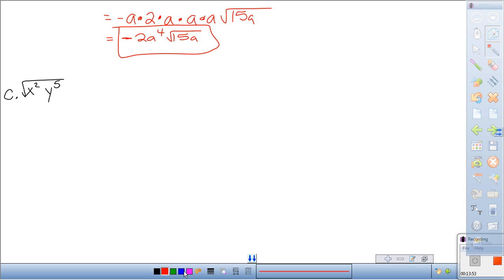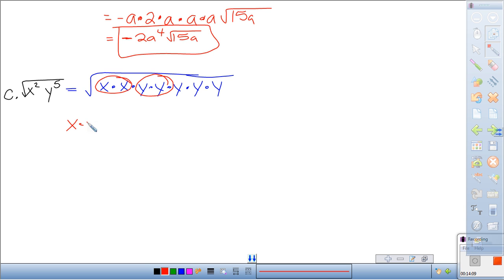All right, last one. We've got to hurry. The square root of x squared y to the 5th. So I have x times x, and y times y times y times y times y, 5 y's. Find your pairs. Pair of x's, pull it out. Pair of y's, pull it out. Another pair of y's, pull it out. And then y has to stay inside. It didn't have a buddy to break out of jail with. So then we have x times y squared, which is xy squared, times the square root of y.